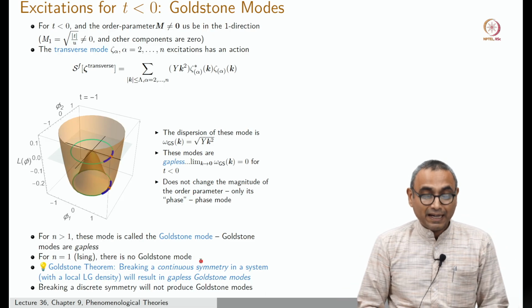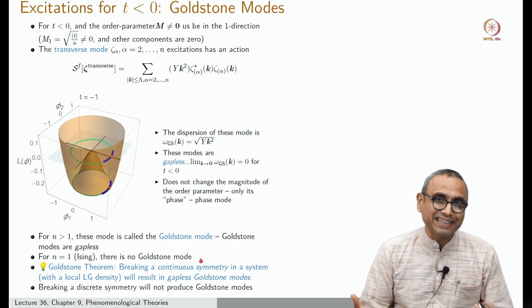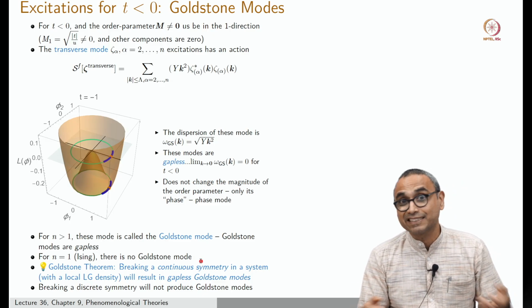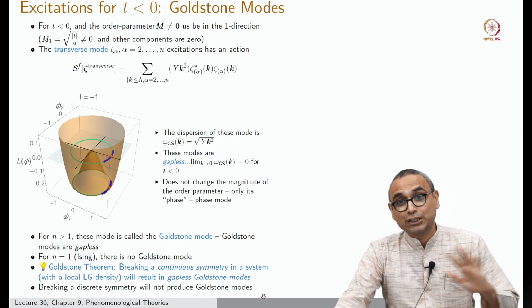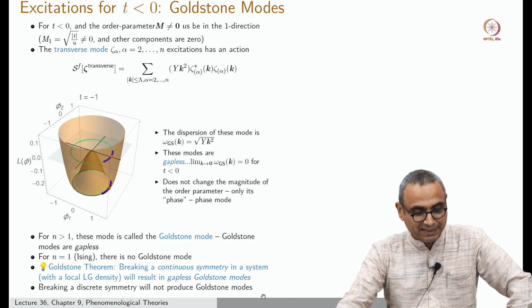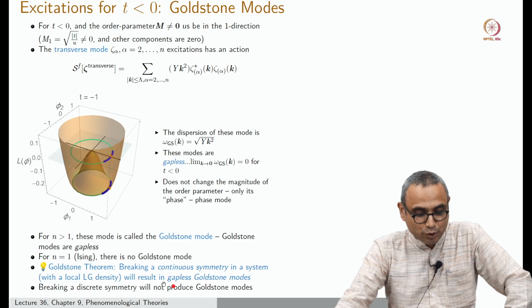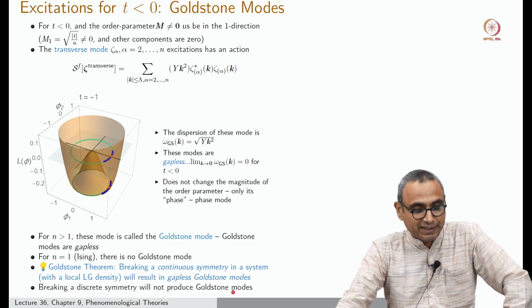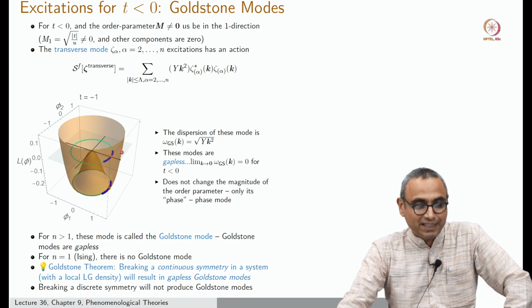Okay, so a very important caveat here is that there is no guarantee that you are going to produce gapless excitations if you break a discrete symmetry, right? So there is no assurance of anything like that. Some accident can happen, I don't know, but there is no basic reason why you should be able to produce gapless modes if you break discrete symmetries. With continuous symmetries, you are guaranteed to have gapless modes if you break a continuous symmetry.